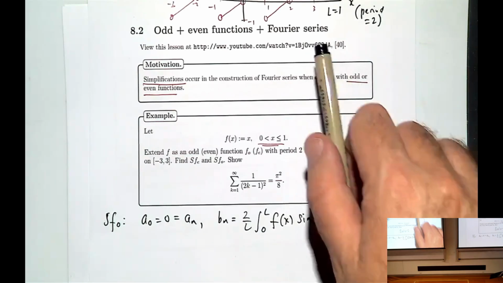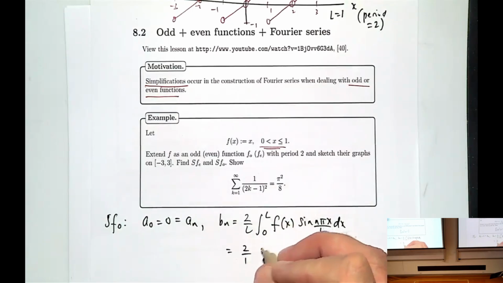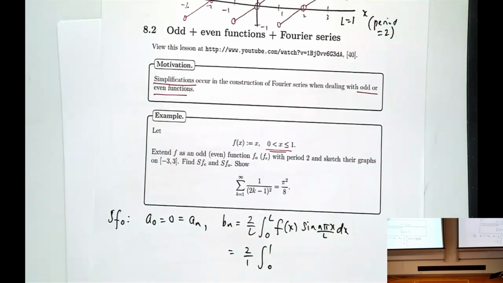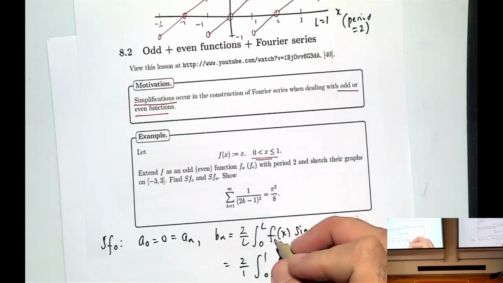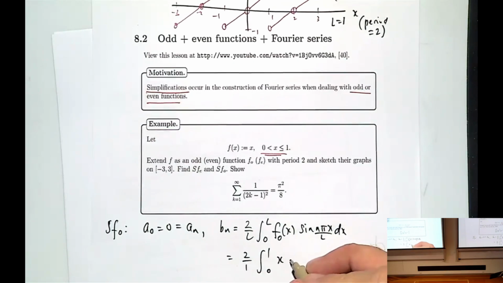Now, what is f of x on the interval 0 to 1? Who can tell me? Actually, that should be f sub o there, right? What is our function on the interval of 0 to 1? It's just the x function, exactly, thank you. Sometimes you just have to look and go, okay, where am I in the interval? So this will be x times sine n pi x on 1.